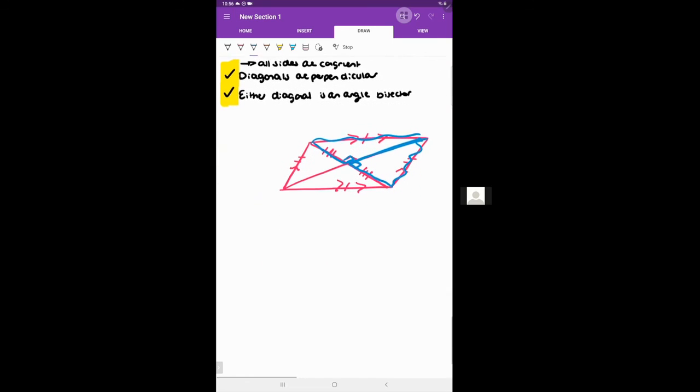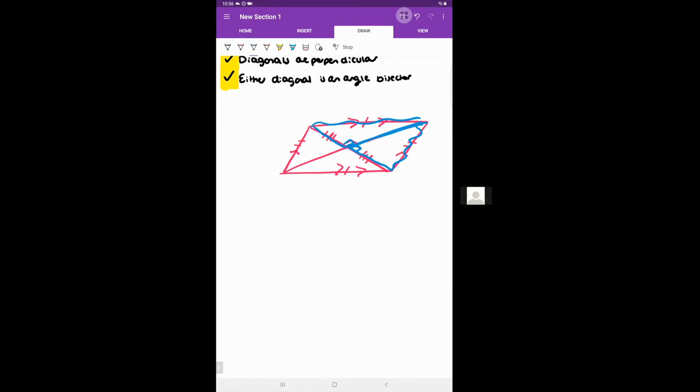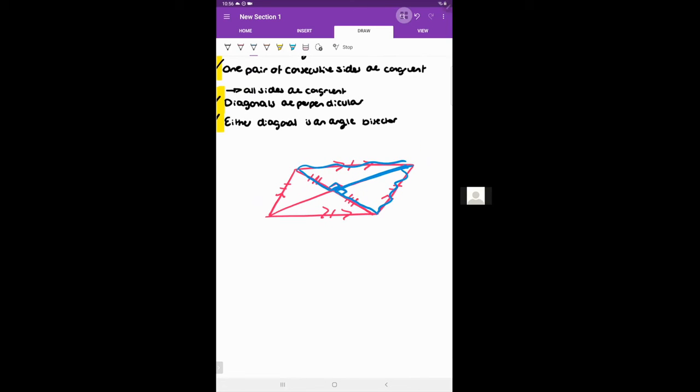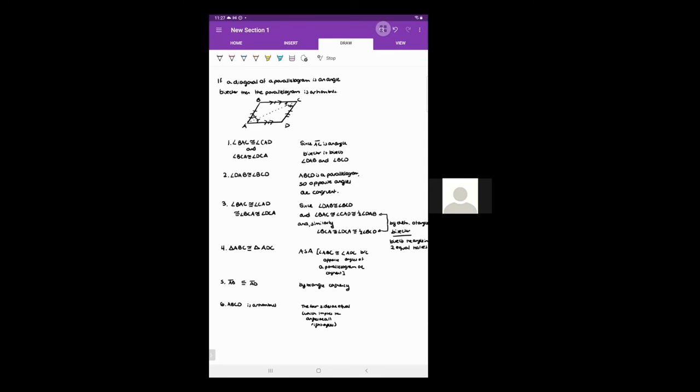Also, knowing that either diagonal is an angle bisector will also show that. Sorry, then we go to the first one. I just showed that one pair of consecutive sides are congruent means it's a rhombus. So here is the proof that if a diagonal of a parallelogram is an angle bisector, then the parallelogram is a rhombus. I'm giving you a proof here.